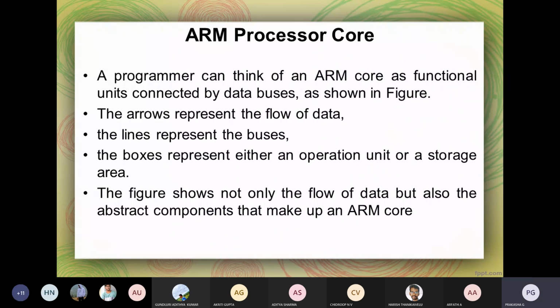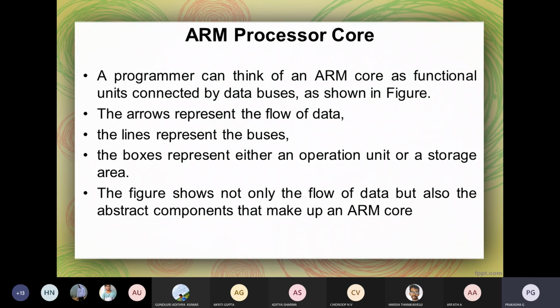A programmer can think of the ARM core as functional units connected by data buses. There is a figure, I'll show you that figure. A processor, a core, is made of functional units. Different units will be there, and they're all connected with data buses. In the figure, arrows represent the flow of the data. That will show you in which direction the data will flow. There may be one-directional arrow marks, and there may be bidirectional arrow marks.